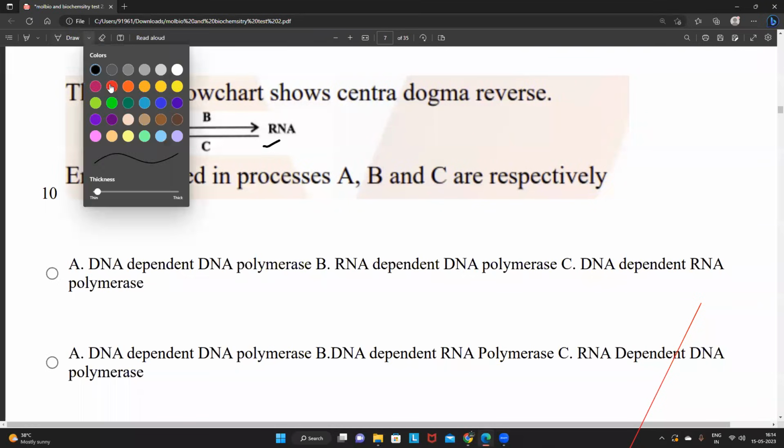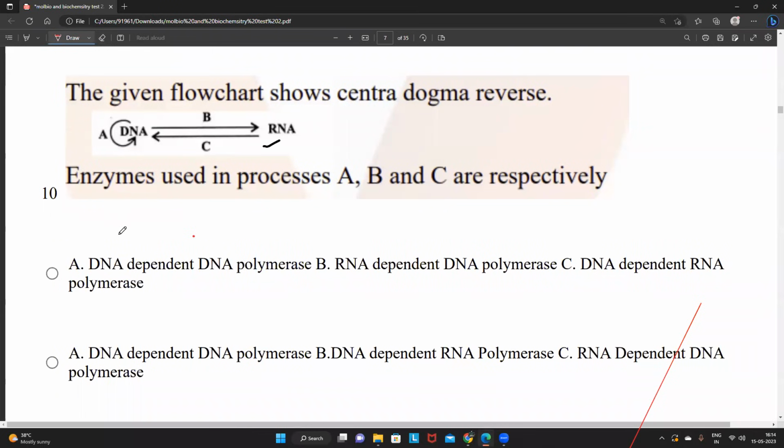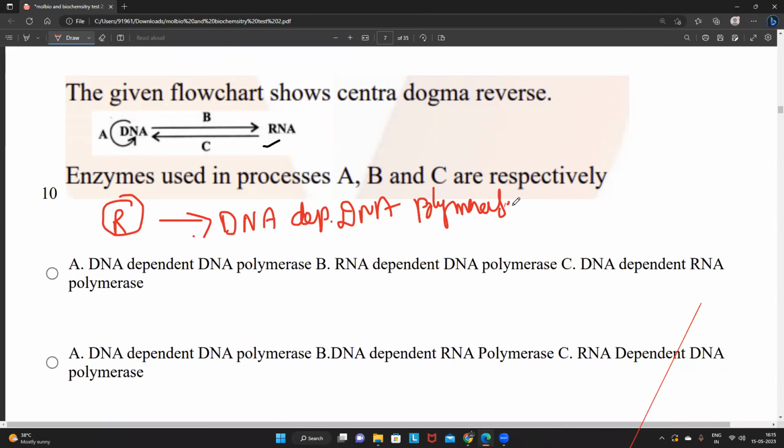They asked about enzymes. How many times have I told all of you? Once again, I'm reminding you. The moment you hear the name replication, replication means what? We are synthesizing DNA. So who will synthesize? DNA polymerase will synthesize. It is getting the signal from where? DNA only, right? So you can call it DNA dependent DNA polymerase. Simple point. This is the replication.